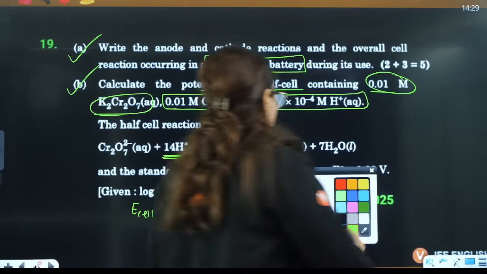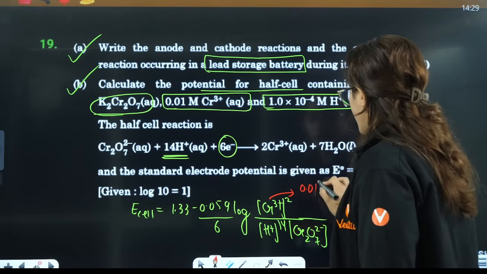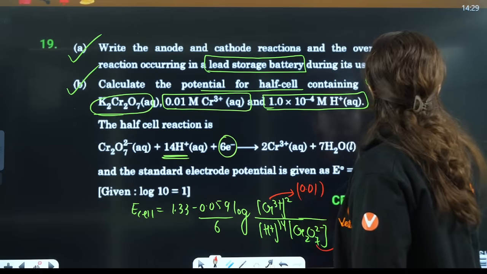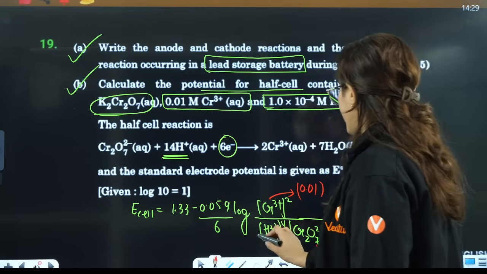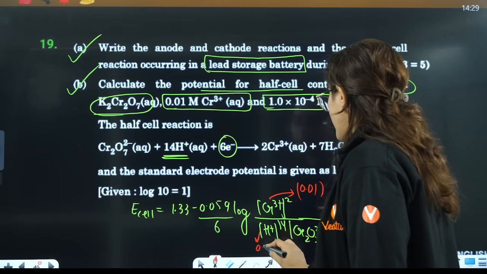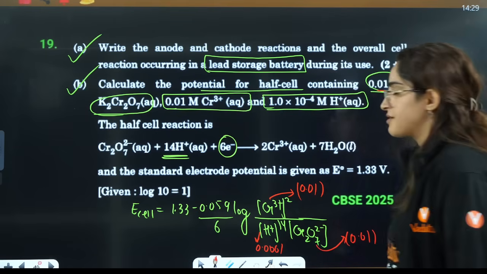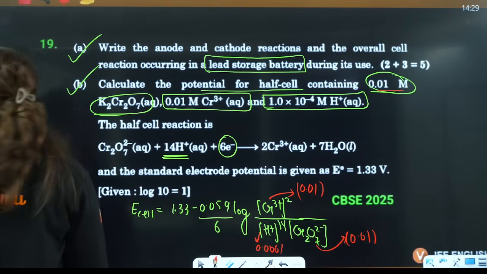I can just also write it here. Cr3 positive is given to be 0.01. This is given to be 0.01 again. And this is given to be 0.0001, that is 10 raised to power minus 4. So put all the values and you will get your answer here.